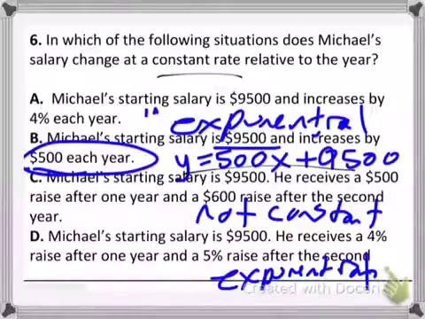Alright, and the next one is $600 one year, or $500 one year, $600 next year. That's not constant. It's increasing by 100, but every year. Michael's starting salary is $9,500. He sees 4% raise one year and 5% the next year. It's increasing percentages, which makes it exponential. So the only one that's going to work is B.